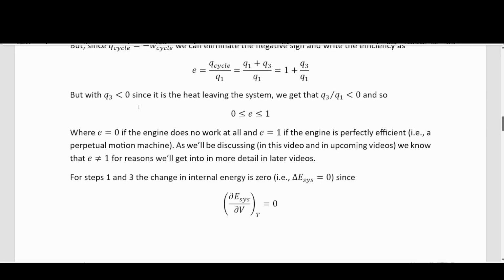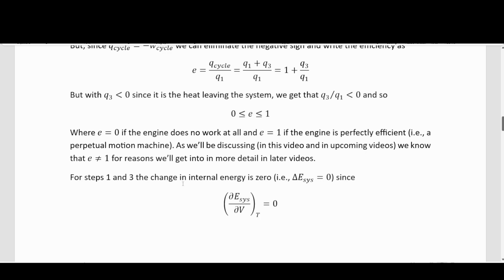Since Q3 is negative, as it is the heat leaving the system, Q3 over Q1 is also negative. This means that 1 plus this negative number will be somewhere between 0 and 1, so E will be between 0 and 1 inclusive, where E equals 0 would be if the engine did no work at all, and E equals 1 if the engine is perfectly efficient, a perpetual motion machine. As we'll be discussing in this video and in upcoming videos, E cannot equal 1, for reasons we'll get into in more detail in later videos.